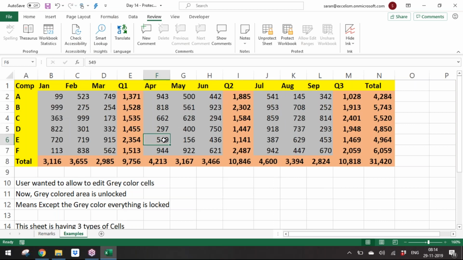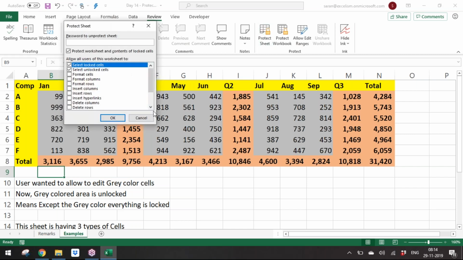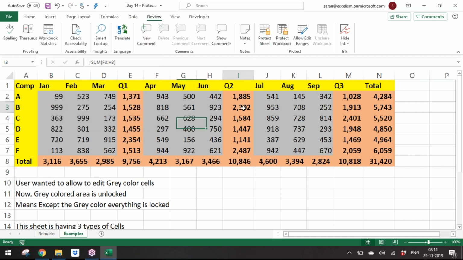I think we have covered protection elaborately. In protection, there are a couple of other small things you can understand easily. You can allow the user to format the cells, maybe format the columns, rows. In some cases in protection, insert is not possible. So you can allow the user to insert columns, insert rows, delete columns, delete rows, and so on. Okay, so you can start looking into the other things anyway.